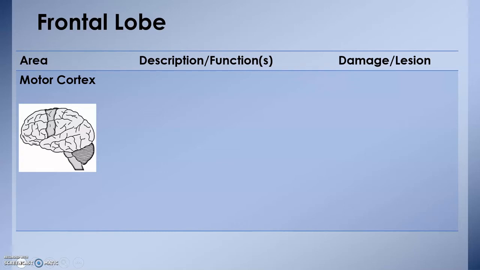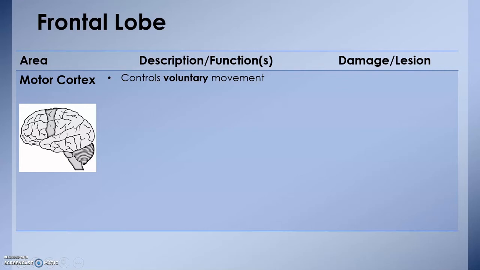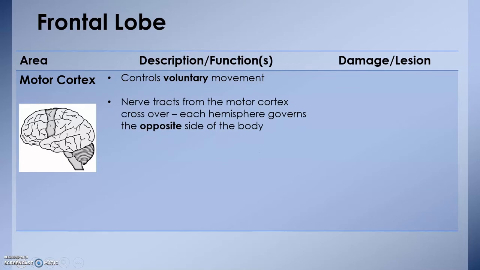The motor cortex controls voluntary movement. It sends neural impulses down the spinal cord toward the muscles. The motor cortex lies at the rear of the frontal lobe. And the most interesting thing about the motor cortex is that the nerve tracts from the motor cortex cross over. They cross over at a point, which means that each hemisphere governs the opposite side of the body. So, for example, if the right motor cortex gets damaged, the left side of the body will get paralyzed.